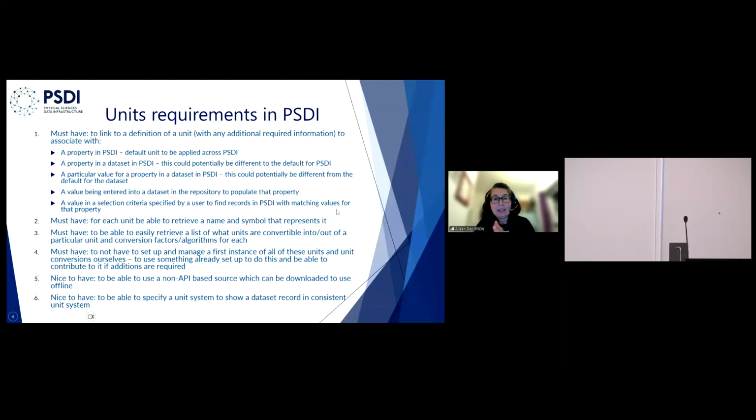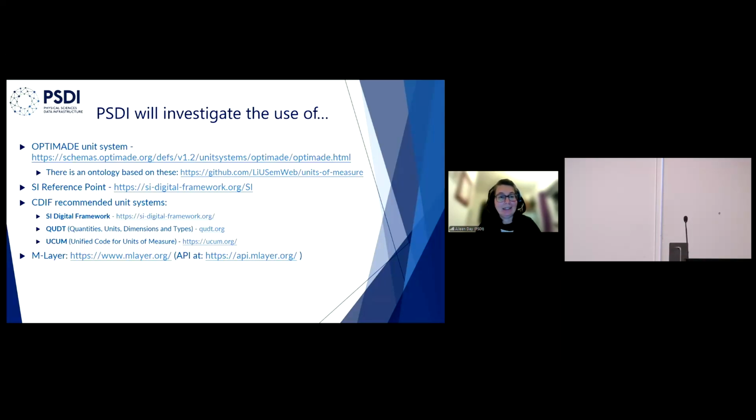So I've made a list of the unit requirements in PSDI. Because of the time, I'm not going to go through all of these, particularly with reference to how MLayer meets them. So I will cover these, but not in the slide. The idea is to investigate those unit requirements with these different ways of dealing with them.